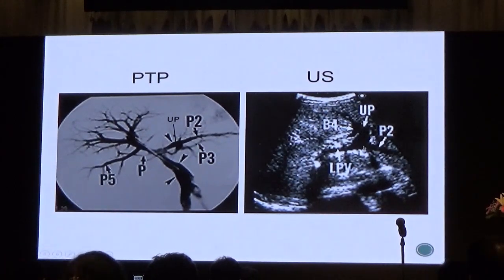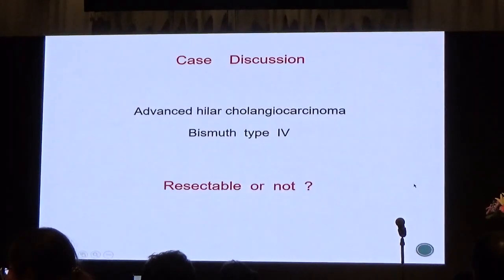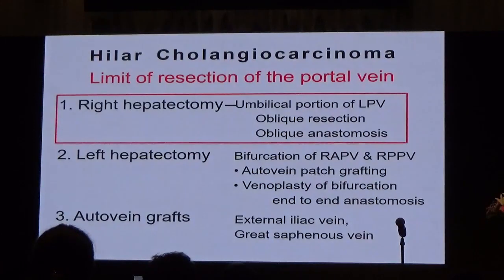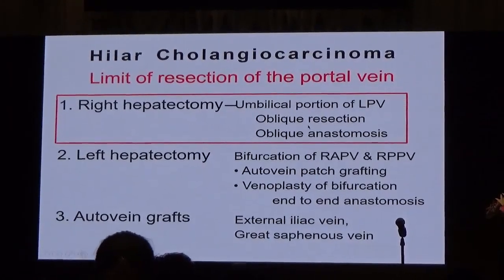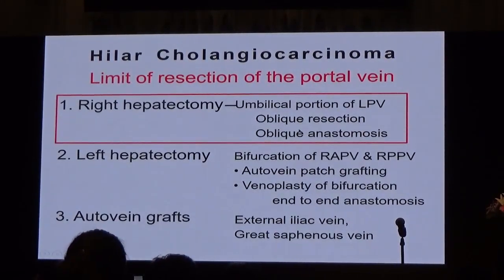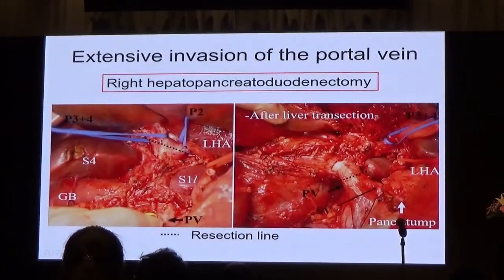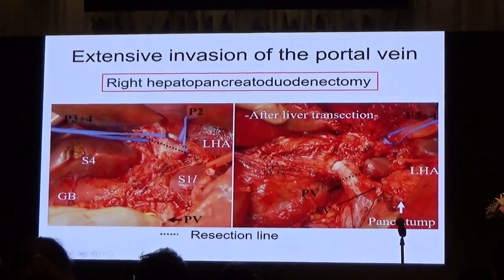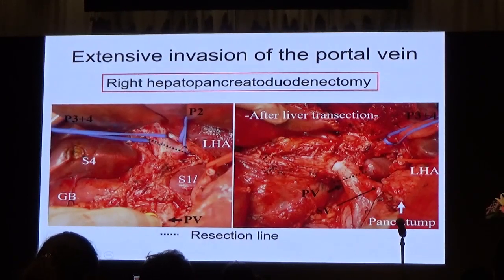This is a dissection limit of the left portal vein. I used oblique dissection and reconstruction at the base of the umbilical portion of the portal vein in right hepatopancreatoduodenectomy. Here, actually, the umbilical portion could be taped, and here P2, lateral posterior branch could be taped, and the resection line was scheduled here.